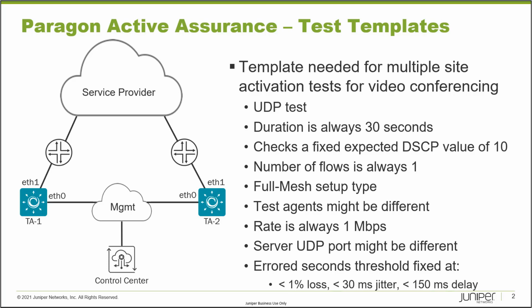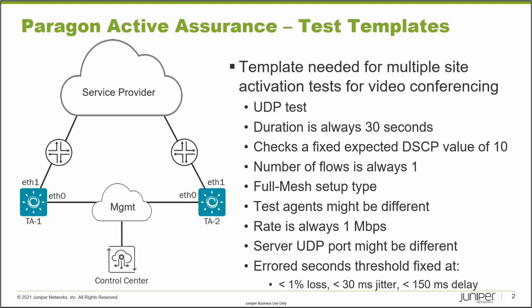Okay, so with this, what are we trying to do? On the right of the slide, we see some criteria. What we're trying to do is create a template that will be used for multiple site activation tests for video conferencing. So basically, we're going to create a template, and that template can then be used for tons of different tests. That helps save time because with templates, you can create static variables that won't need to change, and then you'll have maybe a few dynamic variables that will need to be changed every time the template is used with a test.